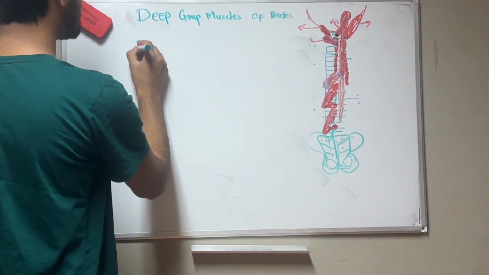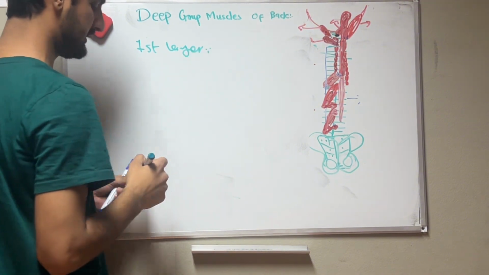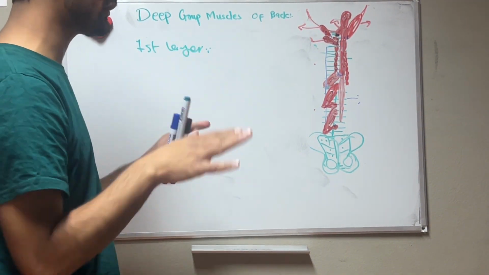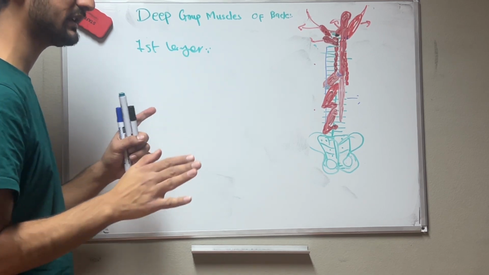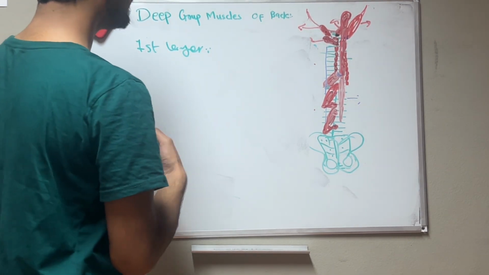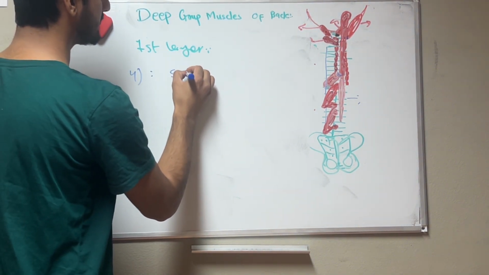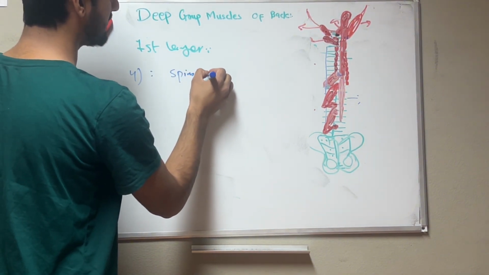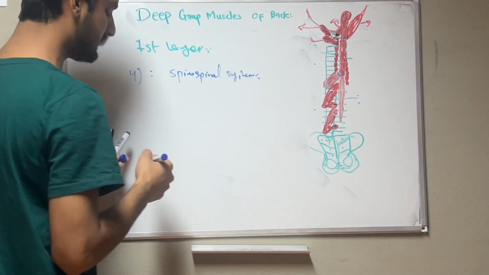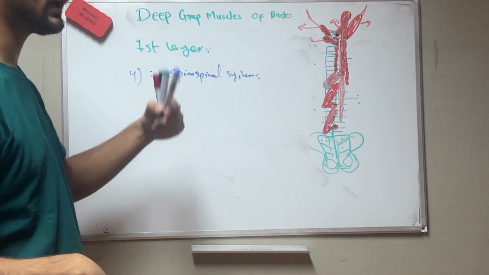The first layer is the first layer of the deep group of back muscles, which lie beneath the superficial group of muscles. It is a very superficial layer, so you can also call it the superficial layer of the deep back muscles. Then we have the fourth one, the spinospinal system, which means they originate from the spine process of the lower vertebra and are inserted into the spine process of the above vertebra.